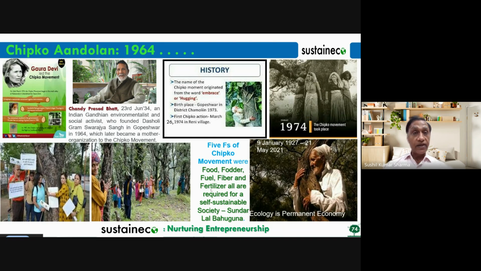It basically focused on the 5 F's of the Chipko movement, which were food, fodder, fuel, fiber, and fertilizer. So these are the 5 F's. Repeat: food, fodder, fuel, fiber, and fertilizer. All are required for a self-sustainable society. It was, in fact, the message given by the leader of the movement, Sundarlal Bahuguna.